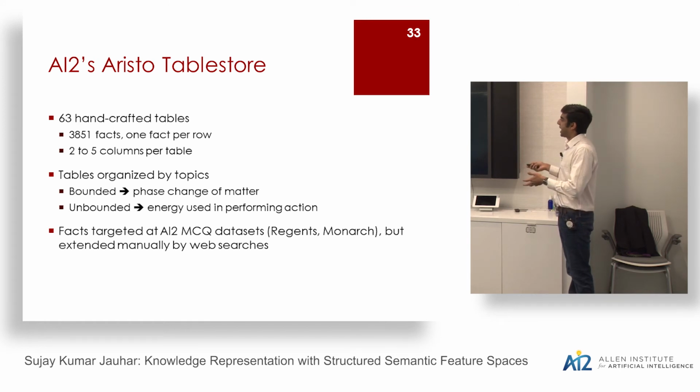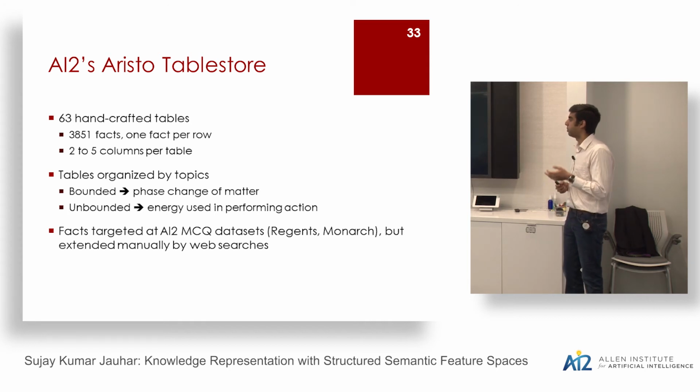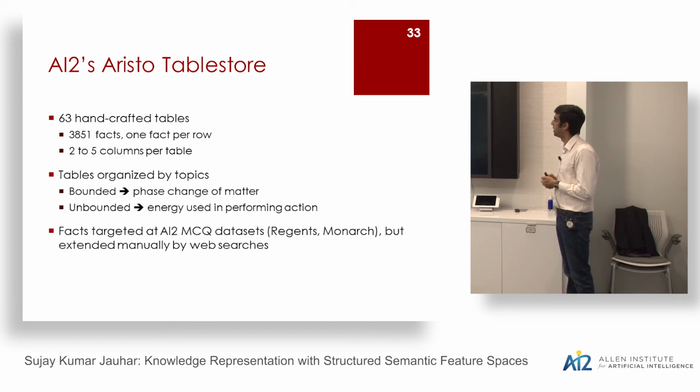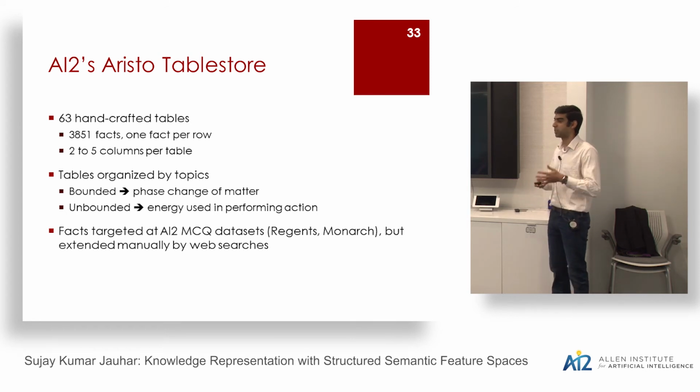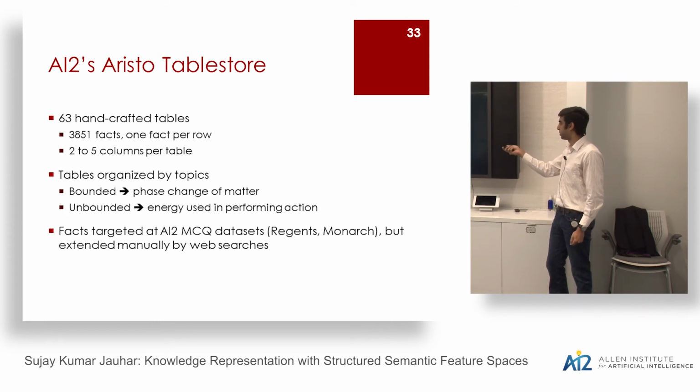All right, the tables that we had were a November 2015 snapshot, I think, of the Aristo Tablestore, so things may have been updated since then. We had 63 handcrafted tables, about 3,850 facts, with between 2 and 5 content columns. The tables are organized by topics. Some of them are bounded, like the example that we just gave, phase change of matter. There's only a fixed number of them. But you could also have unbounded tables, such as what is the energy required to perform a certain action, and you would list only a subset of the examples possible in the domain. The facts themselves are targeted at the AI2 multiple choice question dataset.